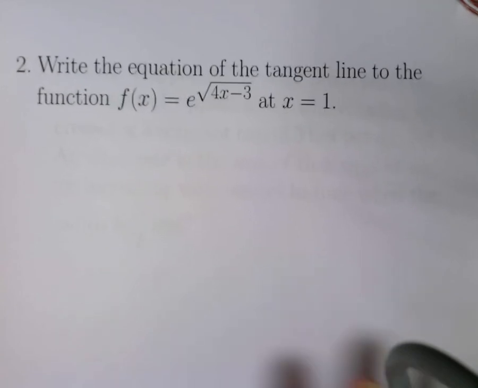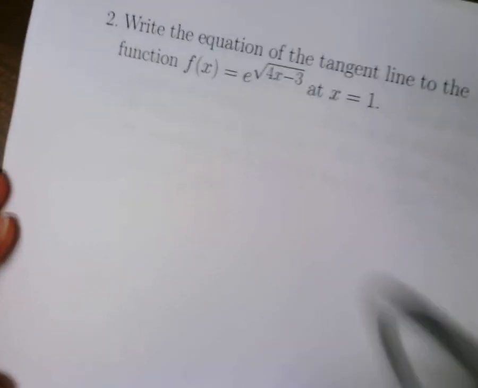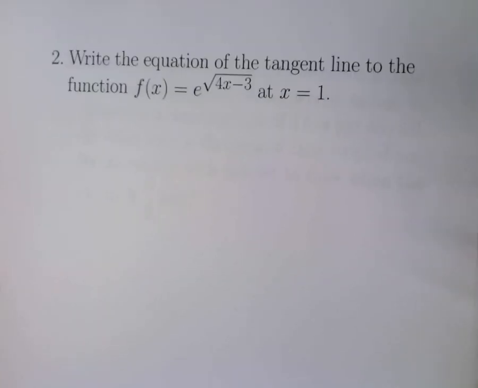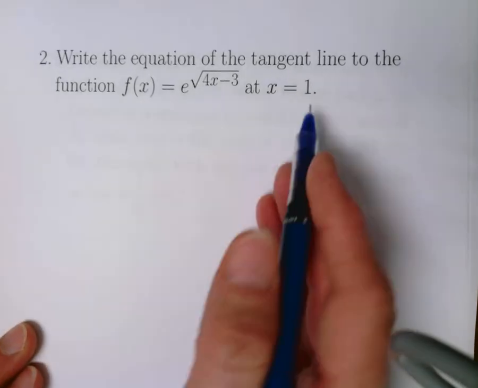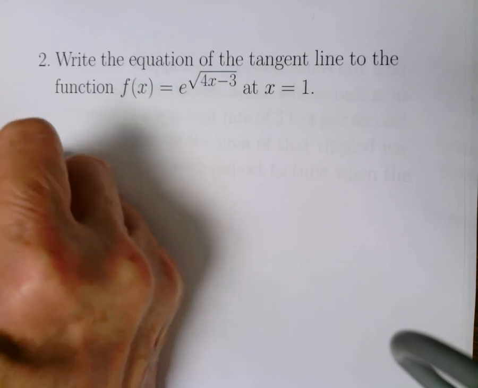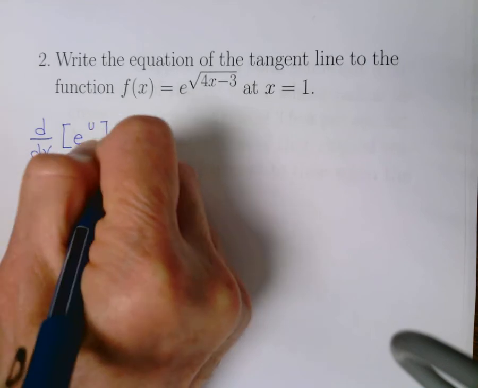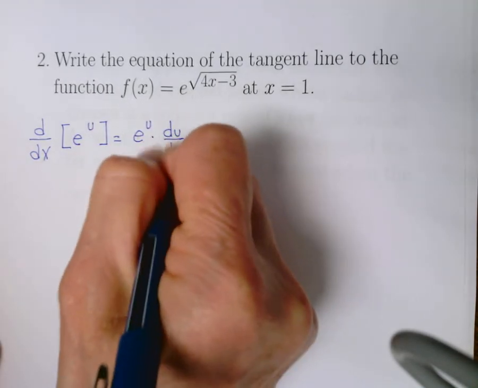Let's write the equation of the tangent line to the function. Yeah, set that up a little bit higher so you can see it better. Trying to adjust here. There we go. So we want the equation of the tangent line of this function. And remember, the derivative of e to a function of x is just e to that function times its derivative using the chain rule.